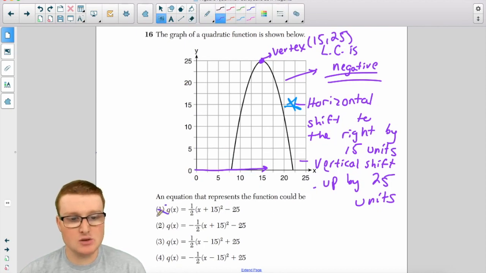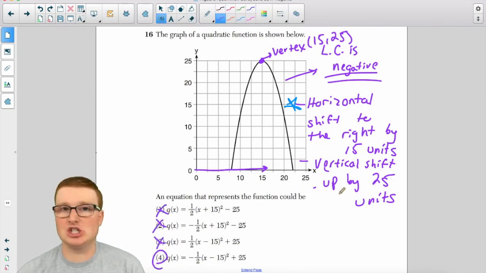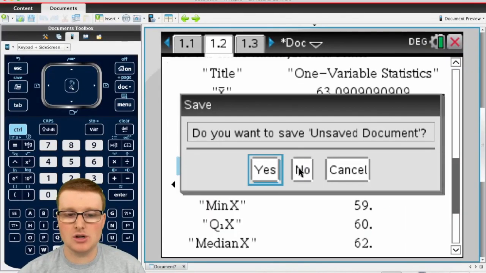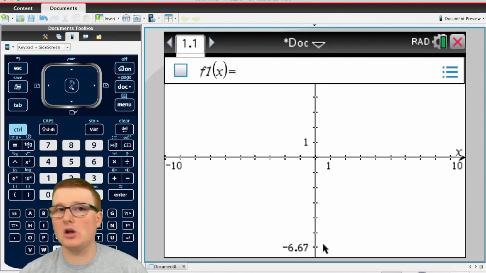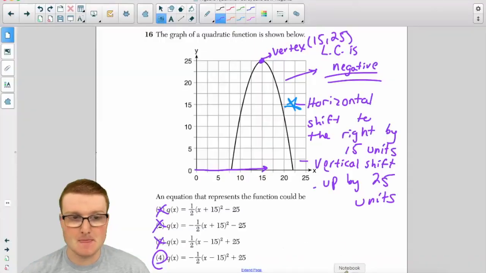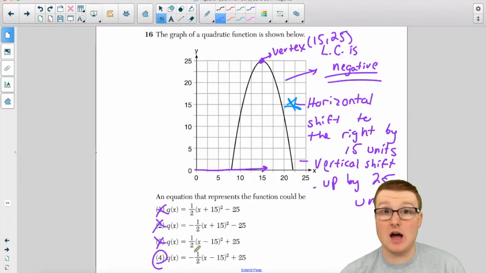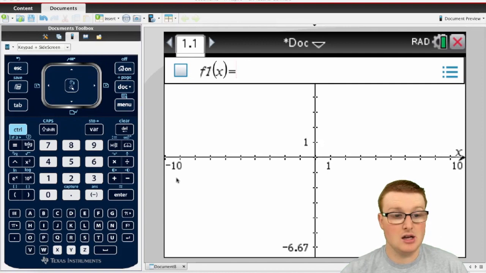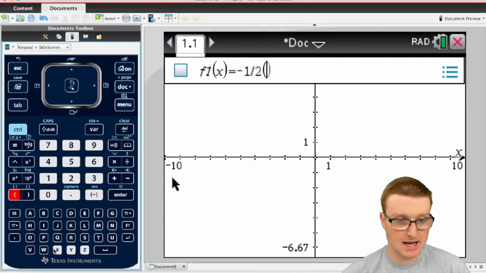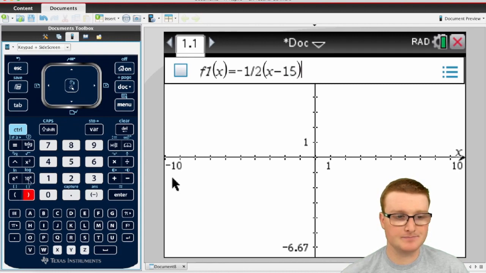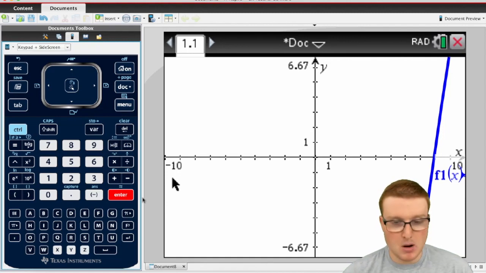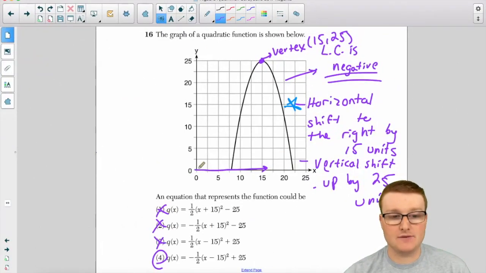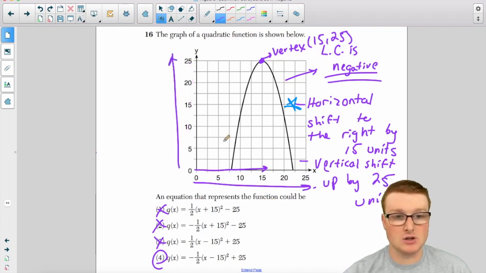Okay? Now, let's just say you did not know how to do whatever I just did over here. There's another way out. Go to your graphing calculator. What you should do is really graph all of your equations. But to save some time, I'm just going to graph our answer just to show you that it is the correct answer. So negative 1/2 times (x minus 15) squared plus 25. Now, obviously, you can't see it, but they actually tell you the graph goes from 0 to 25 on the x, 0 to 25 on the y. So let's go ahead and do that.